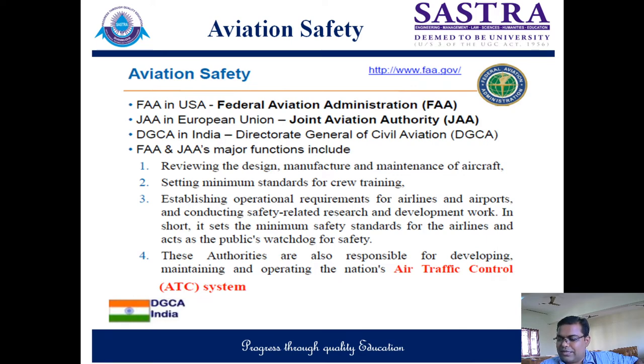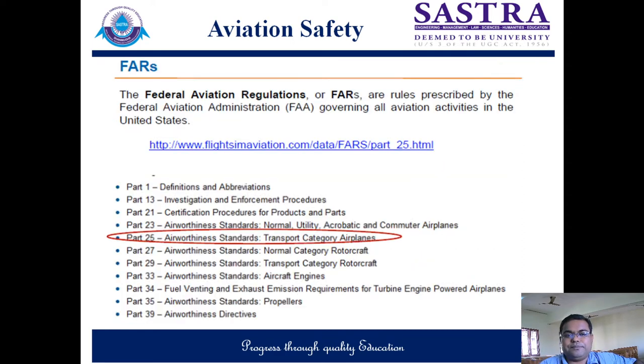So basically these are all regulatory bodies situated in different countries. FAA and JAA jointly control all these aviation regulatory bodies. Every country has its own aviation regulatory body, like for India, it is DGCA. Different countries have their own aviation regulatory bodies which follow the guidelines of FAA and JAA. Then coming to the FAR, the Federal Aviation Regulations.